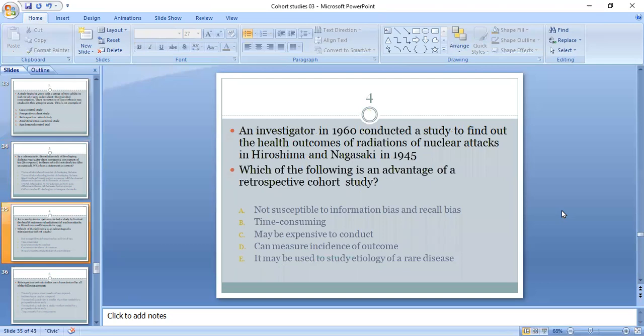Fourth MCQ. An investigator in 1960 conducted a study to find out the health outcomes of victims of the nuclear attacks in Hiroshima and Nagasaki in 1945. Which of the following is an advantage of a retrospective cohort study? Not susceptible to information bias and recall bias, time consuming, may be expensive to conduct, can measure incidence of outcome, it may be used to study etiology of a rare disease.